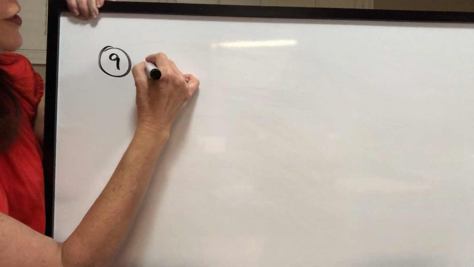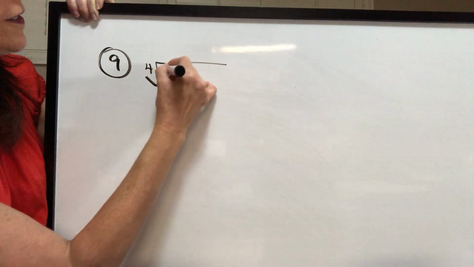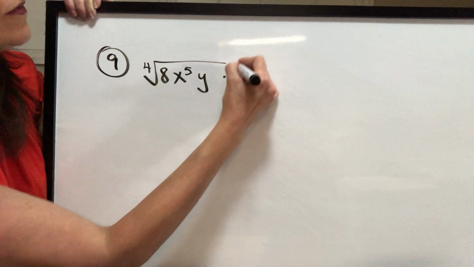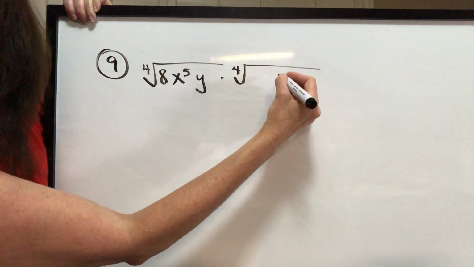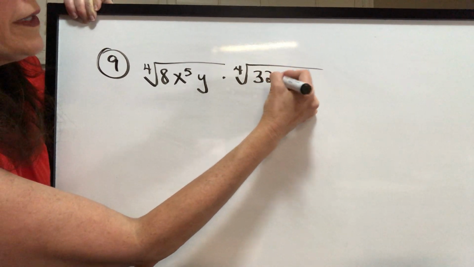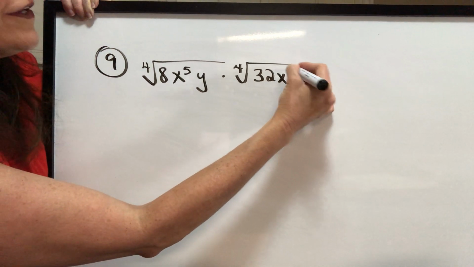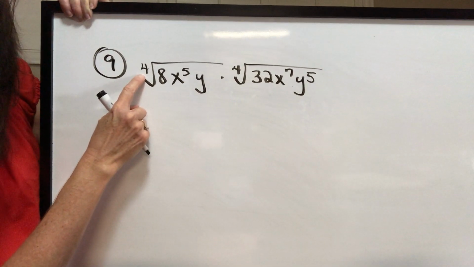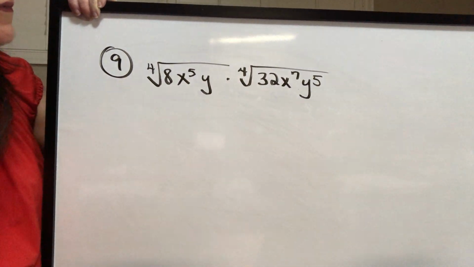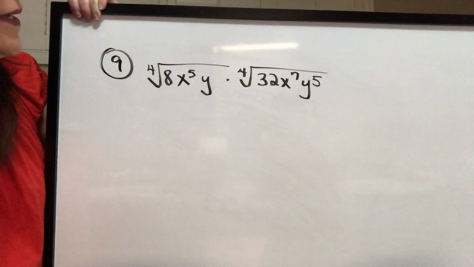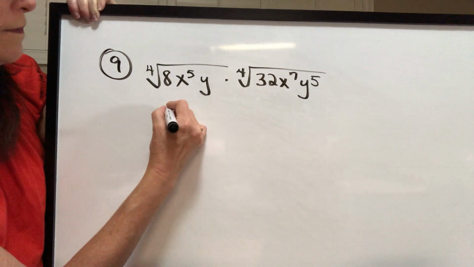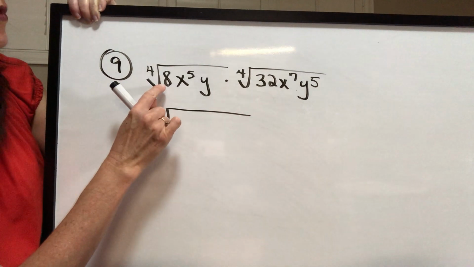Okay, number 9 and 10, these involve multiplication and division. So I touched on that a little bit in the last video, so I will re-explain in just a second. But what we learned in that video is that as long as the roots are the same, like this is a 4th root, that's a 4th root, you are allowed to multiply what is inside. So keep it a 4th root, and first multiply the numbers.